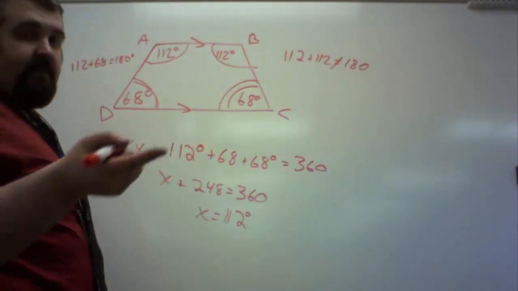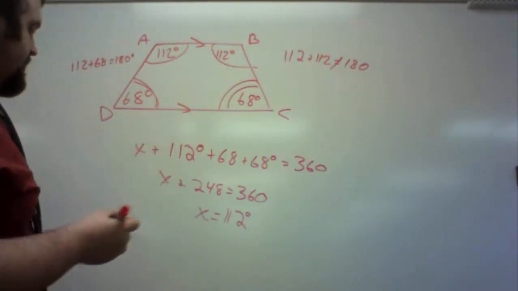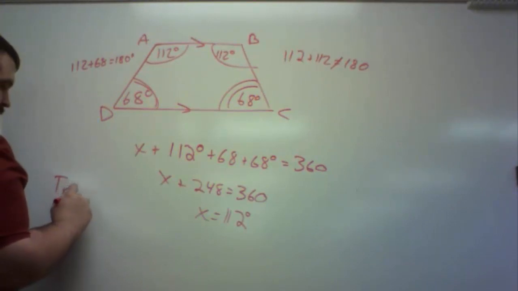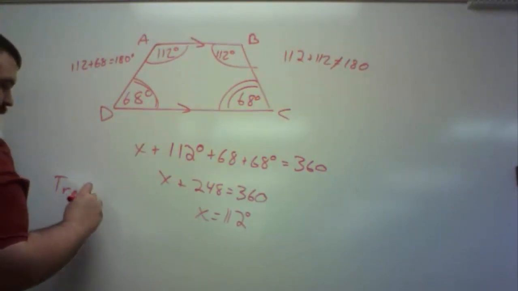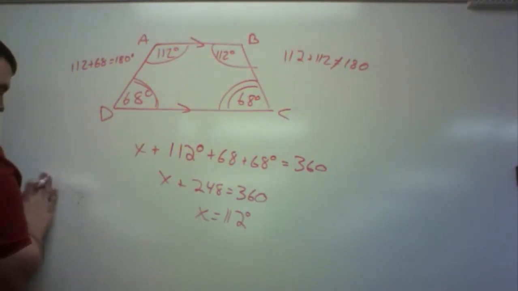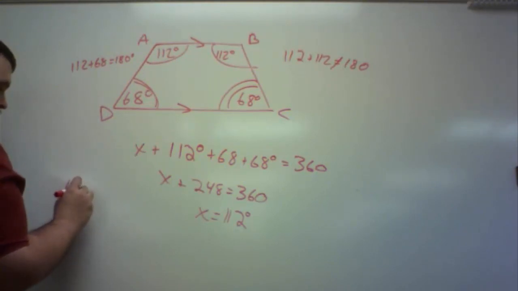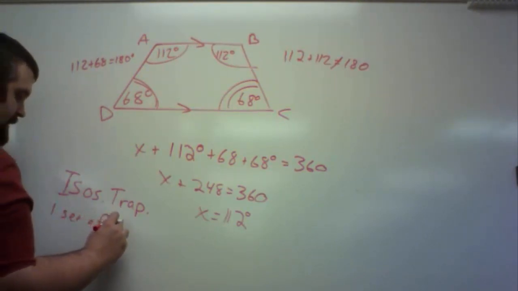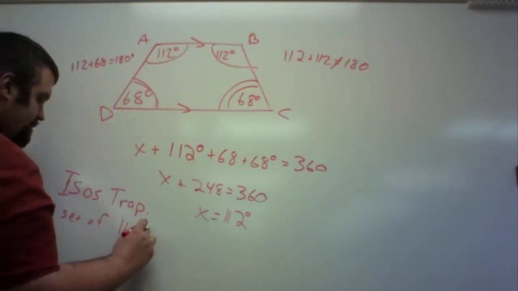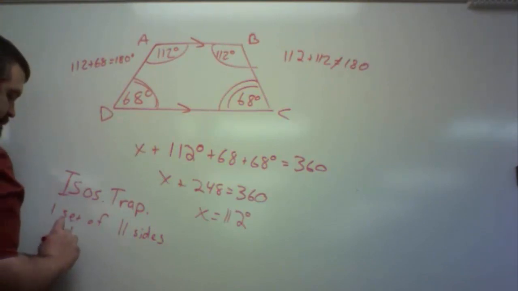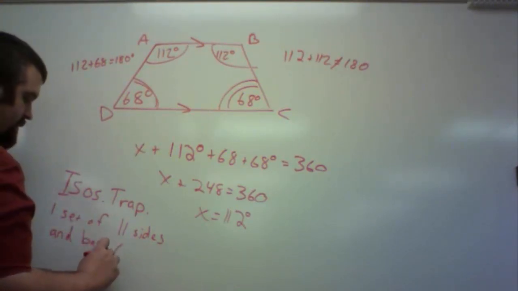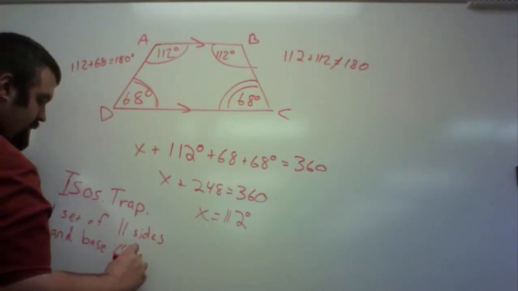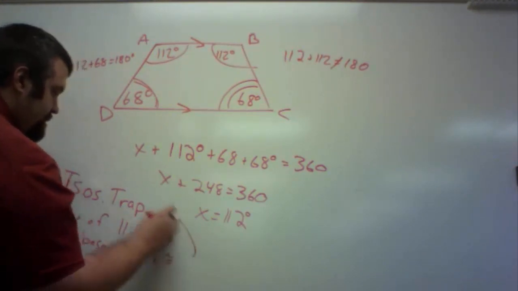And better yet, I have the base angles being congruent. This is a trapezoid because, it's an isosceles trapezoid because it has one set of parallel sides and base angles are congruent.